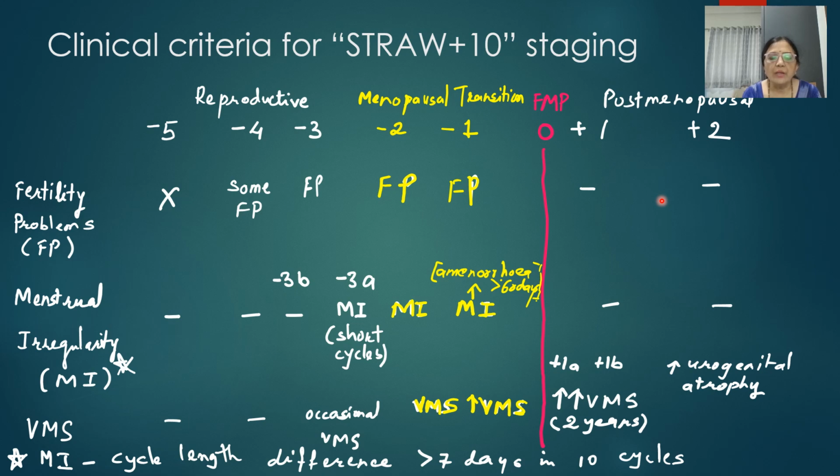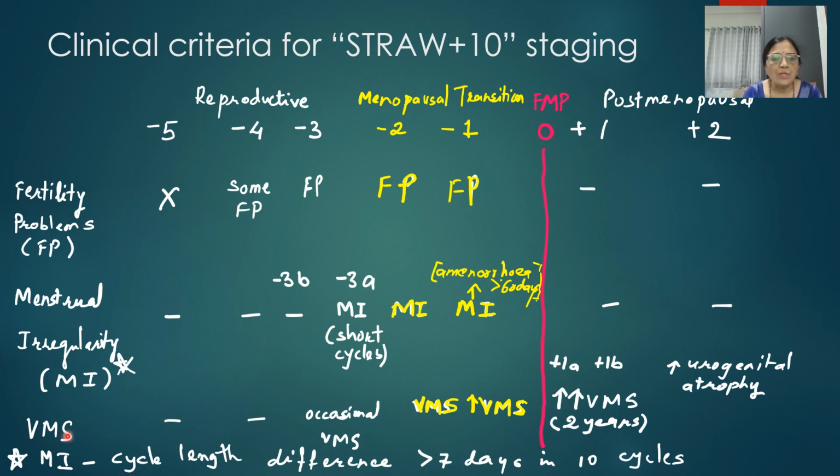Now there are 3 criteria to divide these phases: clinical criteria, biochemical or lab criteria, and ultrasonography criteria. In clinical criteria, there are 3 features. First is the presence or absence of fertility problems, or we can say fecundity, or fertility potential. Second is menstrual irregularity, which is the most important clinical feature which helps us to identify these various phases of reproductive aging.